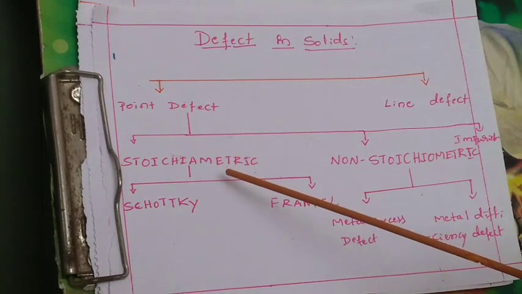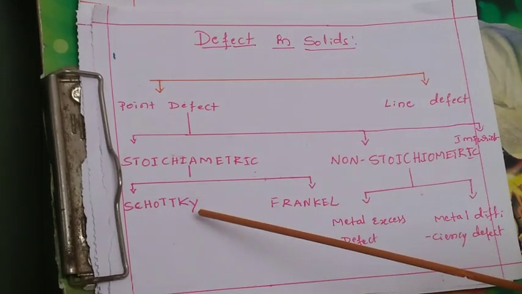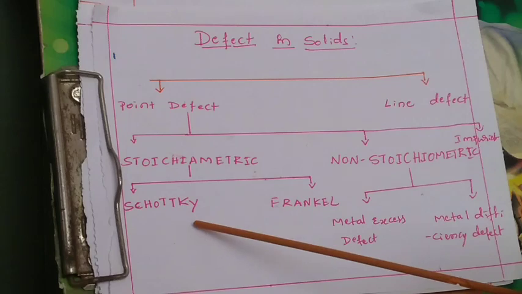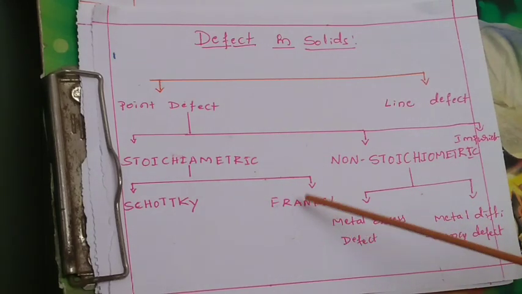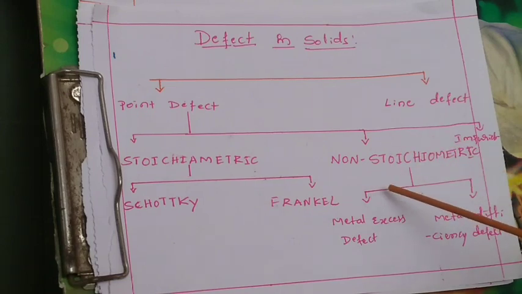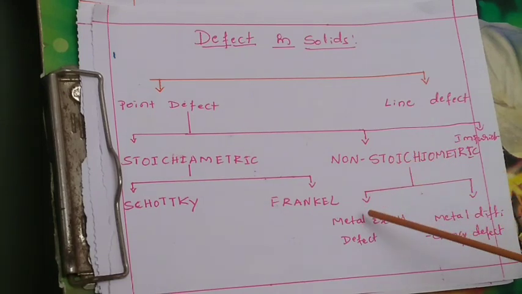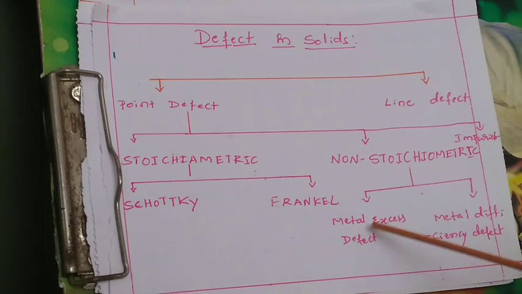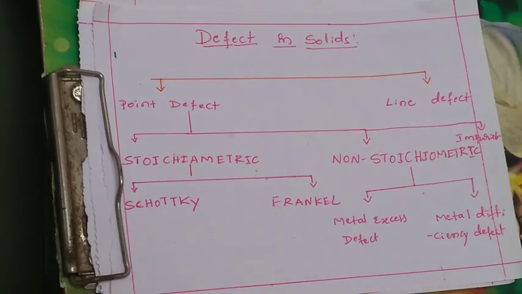The stoichiometric defect found in the ionic crystal is termed as Schottky defect and Frenkel defect. The non-stoichiometric defect found in metals, that is, metal excess defect and metal deficiency defect.